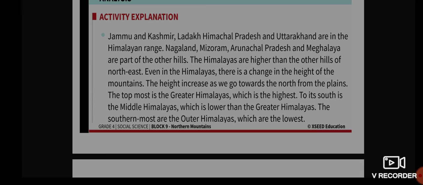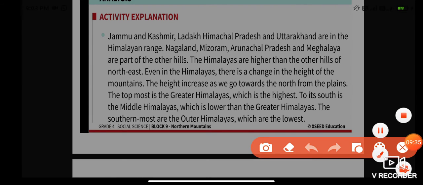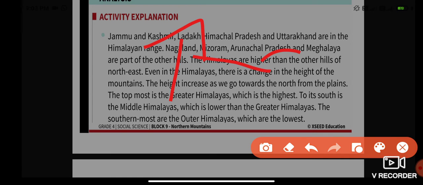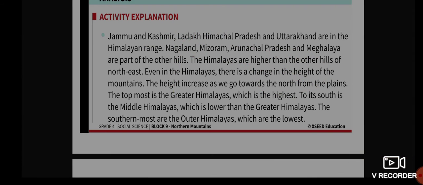These Himalayas are higher than the other hills of the northeast. The Himalayas that are located in the north are higher than the other northeastern states like Nagaland, Mizoram, Arunachal, and so on. The mountains located in Jammu and Kashmir, Ladakh, and Himachal Pradesh are higher than the mountains in the northeastern side. So even in the Himalayas there is a change in the height of the mountains.